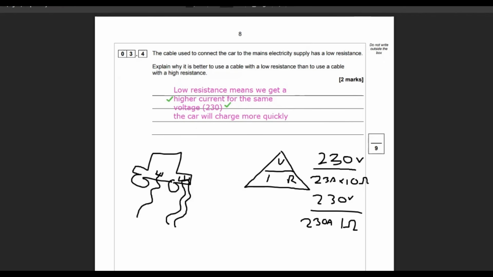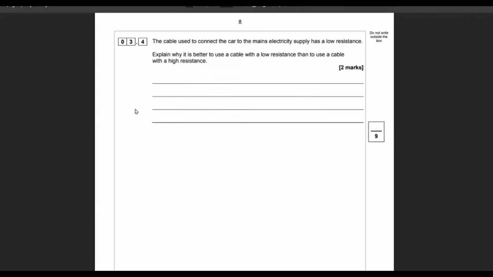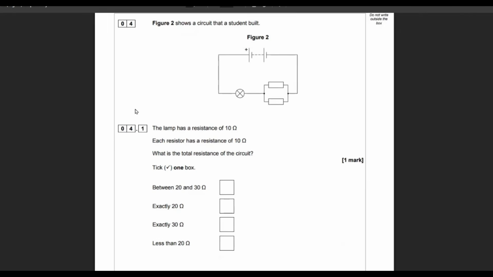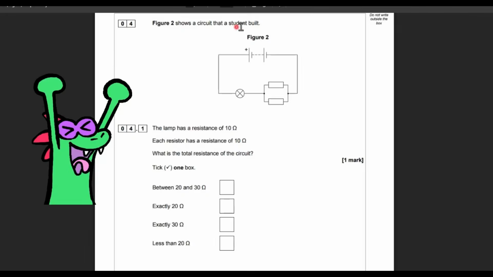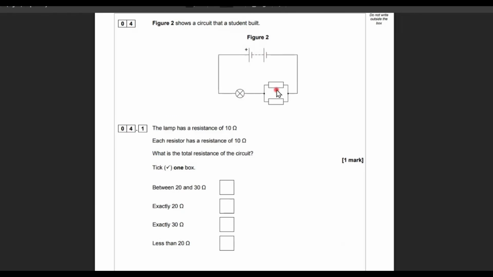Let's move to question four. Okay, more electricity. That's lovely. Figure two shows a circuit that a student built. So we've got two cells, that's a battery, we've got a filament lamp, and then we've got two resistors. 4.1, the lamp has a resistance of 10 ohms.